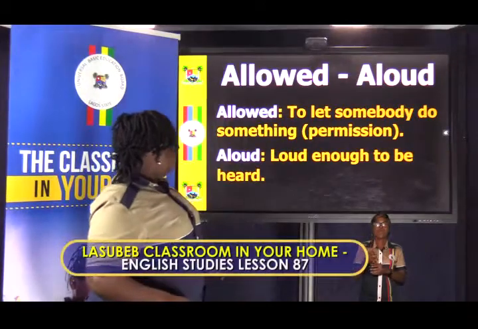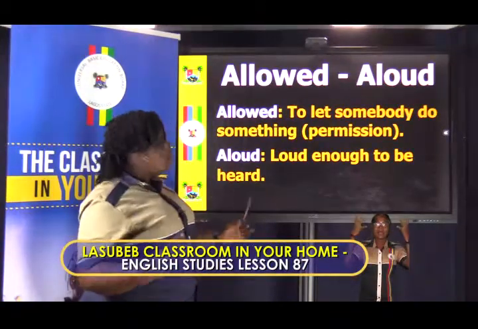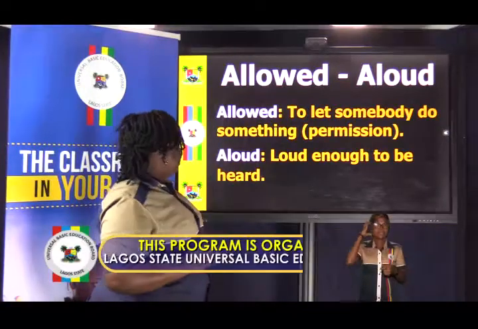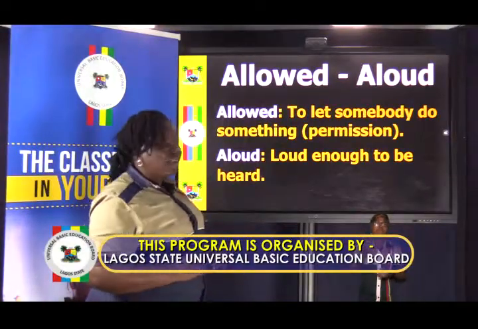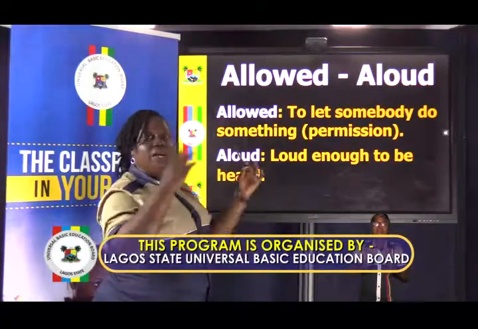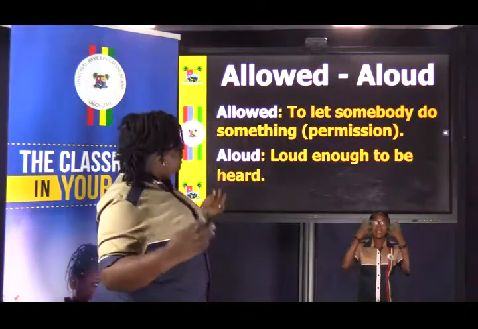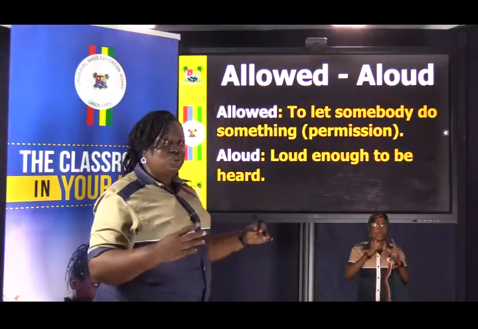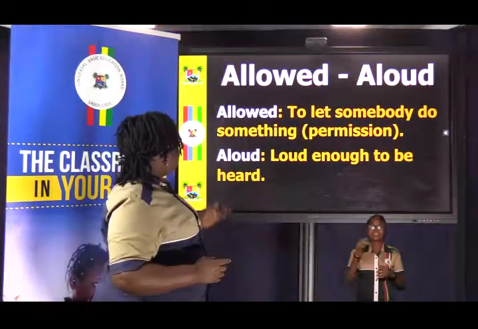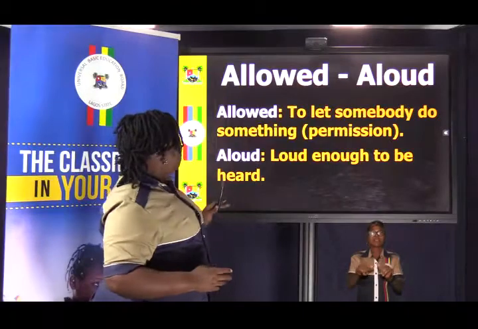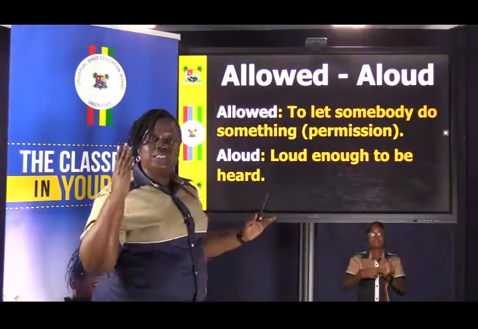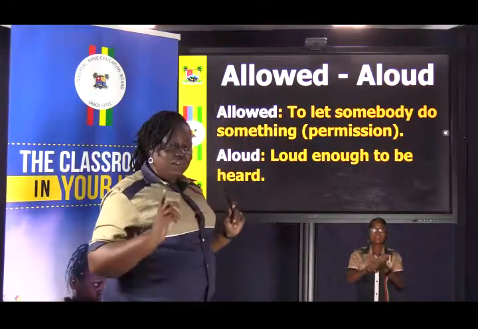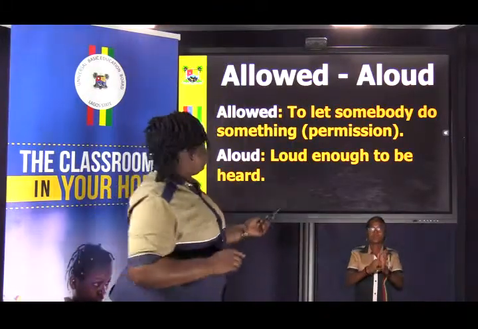The second one, aloud, means loud enough to be heard. Most times you decide to sing aloud, everybody hears you. At times you shout, and that's too loud, you're talking aloud. So they sound the same way, but they have different meanings, allowed and aloud. That is another example of homophones.